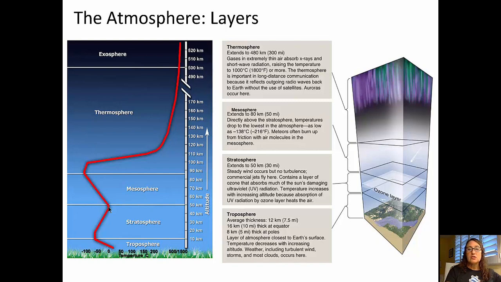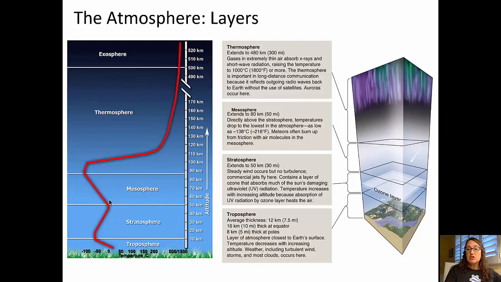In this layer, you also find the ozone that absorbs much of the Earth's damaging ultraviolet radiation, and because of that ozone's presence, the temperature is increasing slightly with increasing altitude. The next layer above the stratosphere is the mesosphere. And again in the mesosphere, you notice that temperature declines rapidly. So the mesosphere extends from about 50 to 80 kilometers above Earth's surface. And in this area, temperatures can be as low as 138 degrees below 0 Celsius.